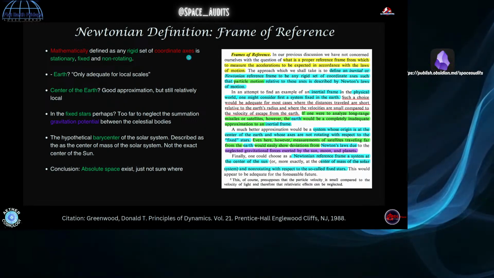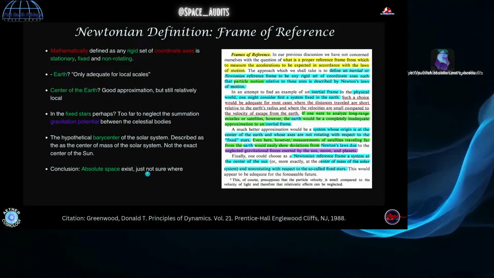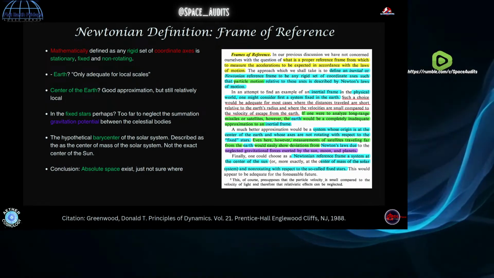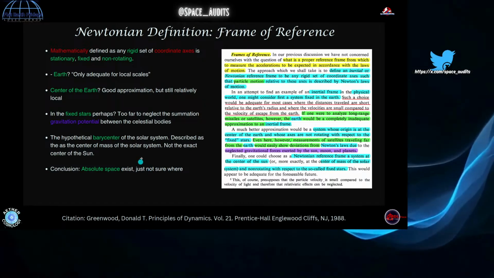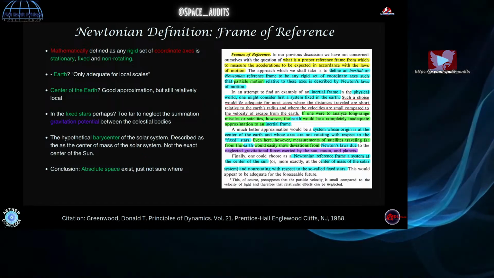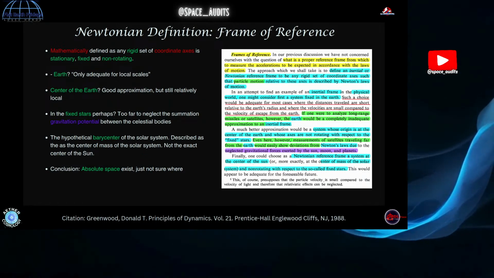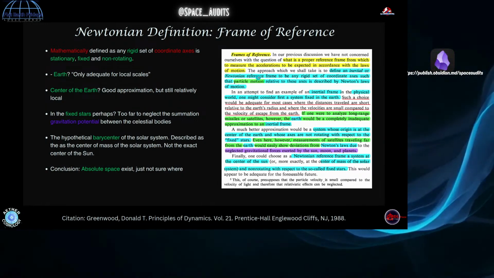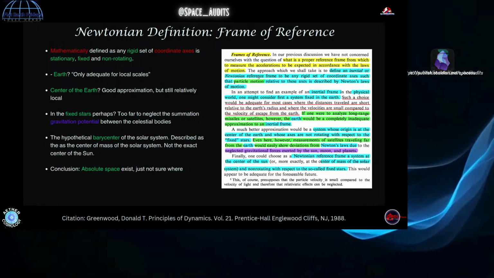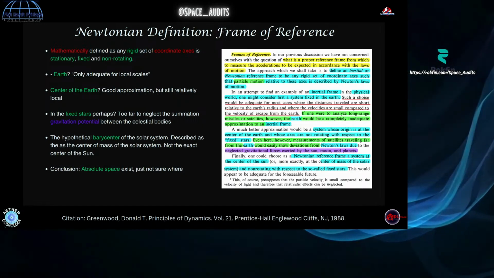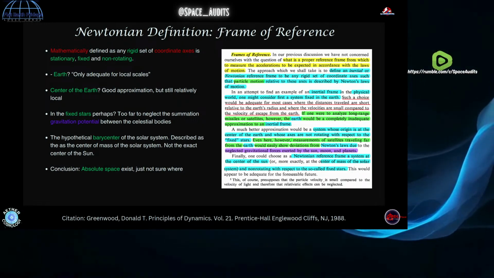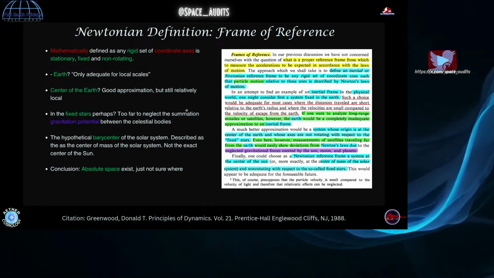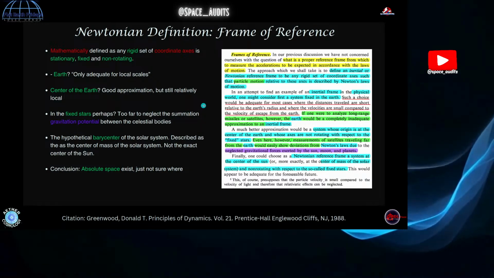So to guide us through, we're going to refer to this textbook called "The Principles of Dynamics" from Donald Greenwood. He gives a great analysis on the history of classic physics for dynamics or predictions, and he goes over reference frames and the concepts of absolute time and space and stuff. So we're going to refer to this for our history lesson on the philosophy that was given to us.